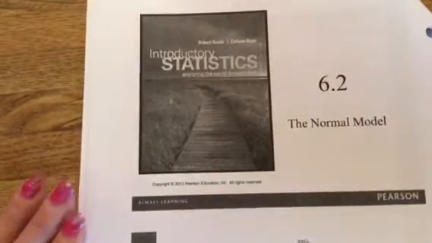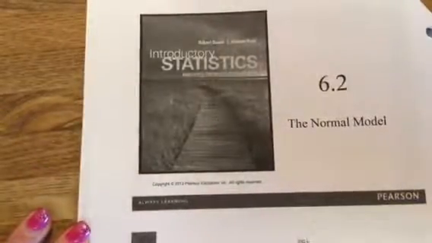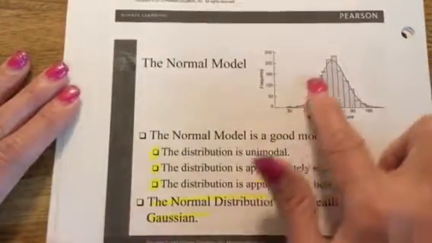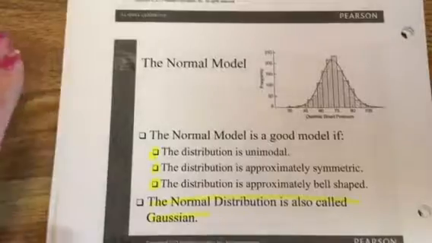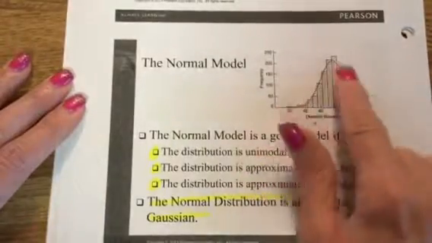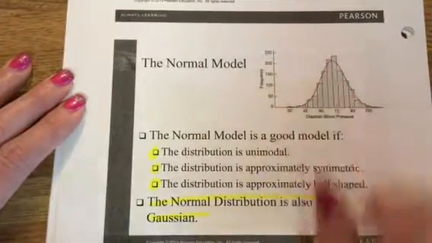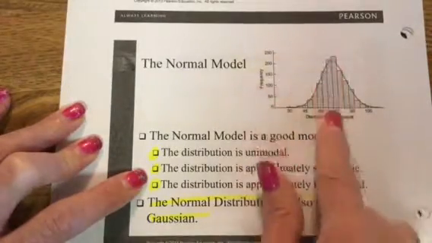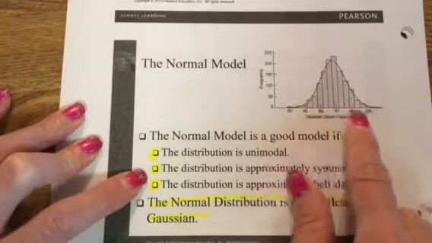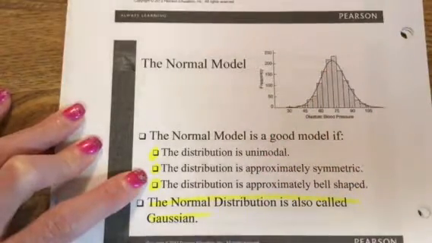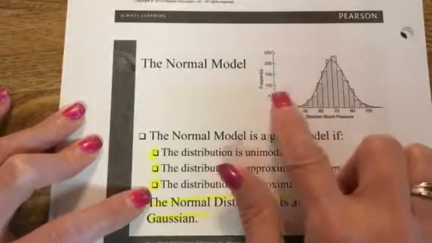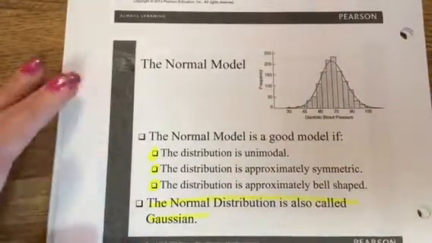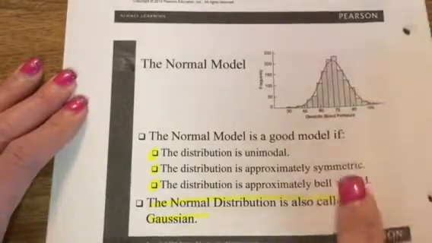For chapter 6.2, we talk about the normal model. They give us this density curve, and for a normal model, it should be unimodal, which means one bump here. It should be approximately symmetric, which means from the middle to the left and the middle to the right, it should be approximately the same distance. And then the bell curve is this nice one bump there. If that is true, then you do have a normal model, and it's a good model.